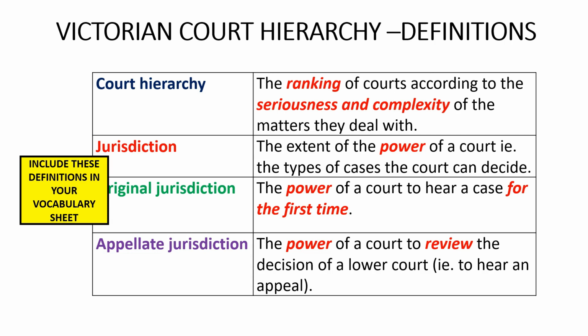For these reasons, it is not correct to say that appellate jurisdiction is the jurisdiction to hear a case for a second time. As I've said, a case could be heard for a second time, but it could also be heard for a third or even a fourth time. That's why we define appellate jurisdiction simply as the power of a court to review the decision of a lower court. An example of appellate jurisdiction is the jurisdiction of the Court of Appeal.